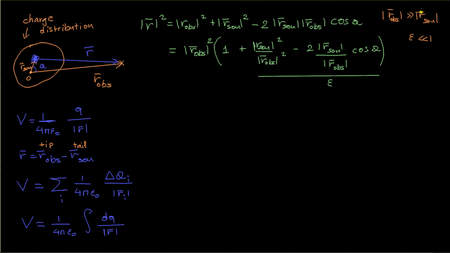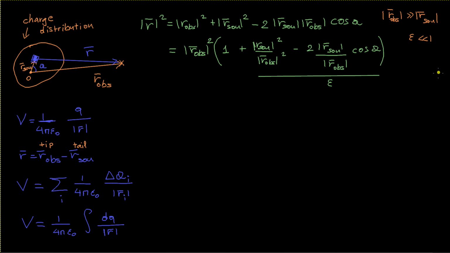The other approach, to make r_source very small, means you need to have a very small charge distribution. By small, I mean the size: the spatial size, the volume that it takes, needs to be small. If you can make it small, then it will be true that epsilon is much less than 1.